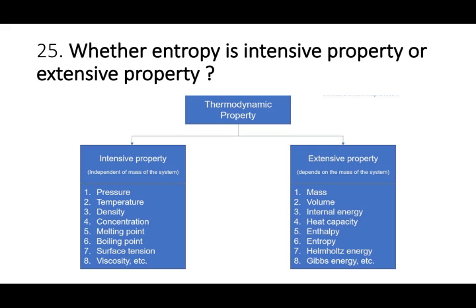Okay. So we can classify the thermodynamic property in two categories, intensive and extensive property. Intensive properties are independent of the mass of the system, whereas extensive properties depend on the mass of the system. So the intensive properties are pressure, temperature, density, concentration, melting point, boiling point, surface tension, viscosity. These are nothing but the intensive properties which are independent of mass of the system.